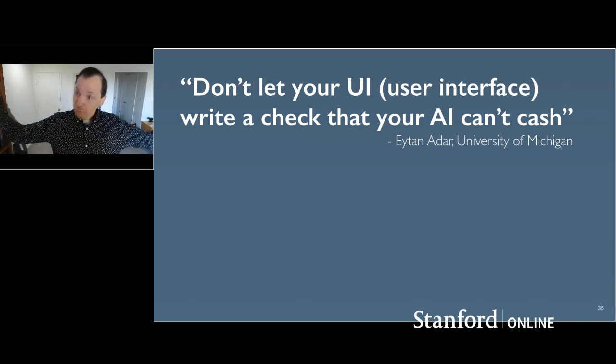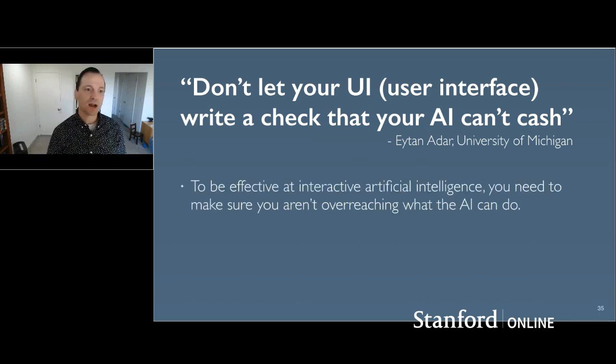And what the research literature shows is that people then collapse into a small singularity of things that they end up doing. So, oh okay, I'll just ask it to set a timer because I know it can do that. This user interface of something like Siri or Alexa is saying, just talk to me, I'll do whatever you want. And in reality, the AI can't cash that check. So it becomes a problematic thing. You have to make sure you're not overreaching what the AI can actually do.